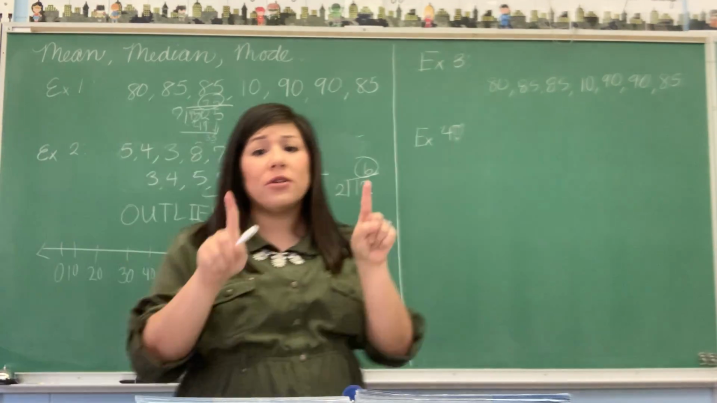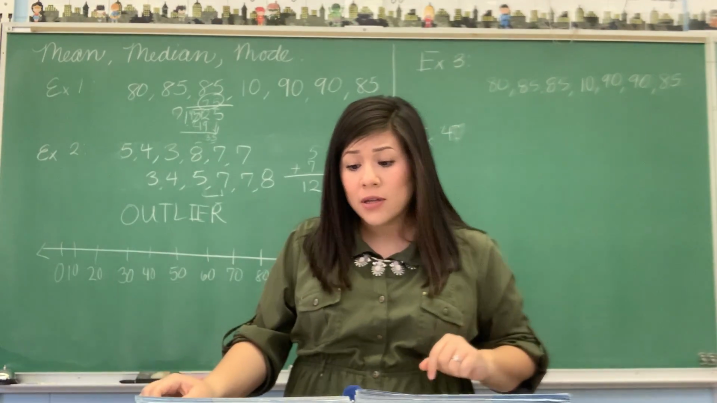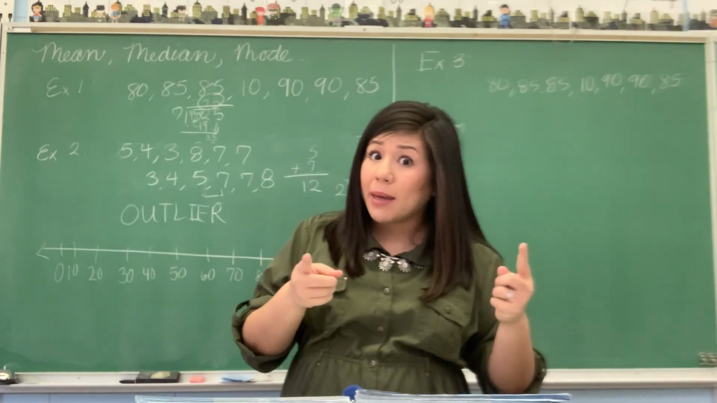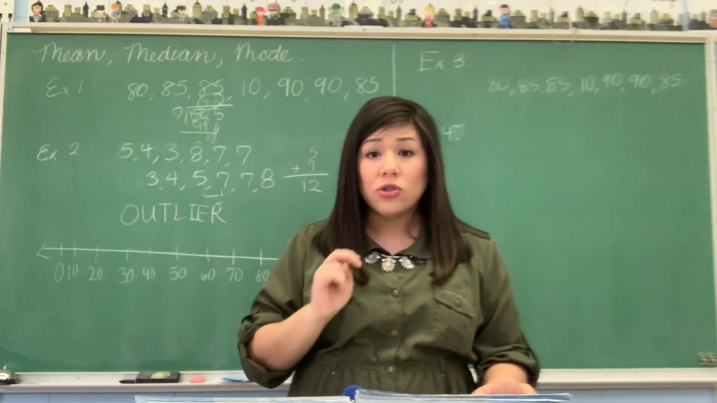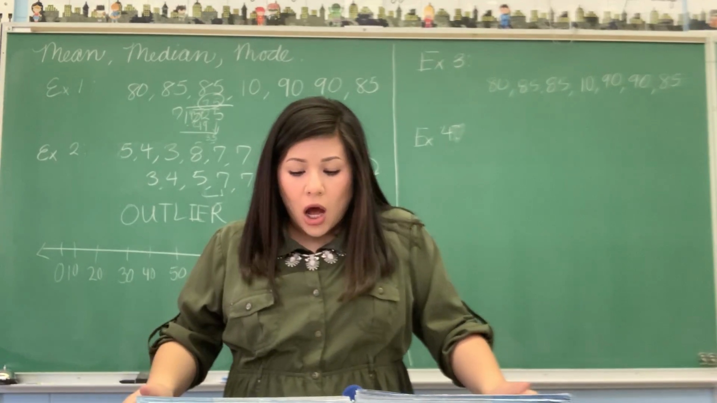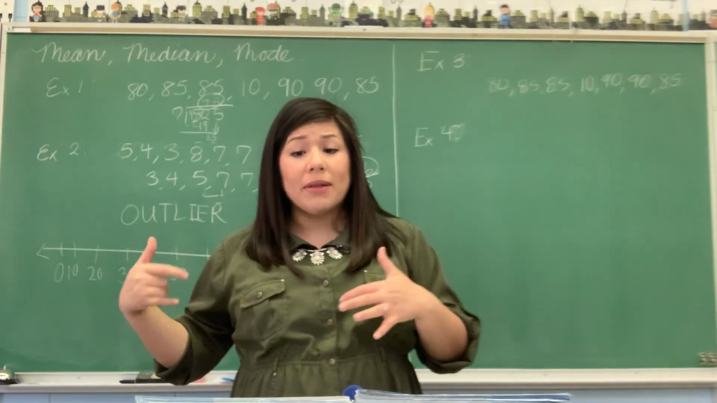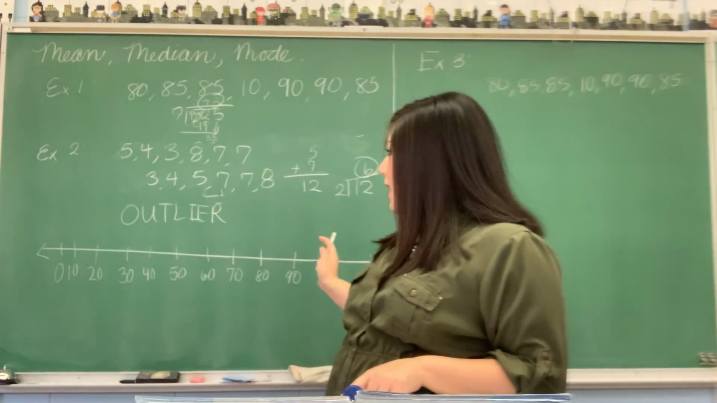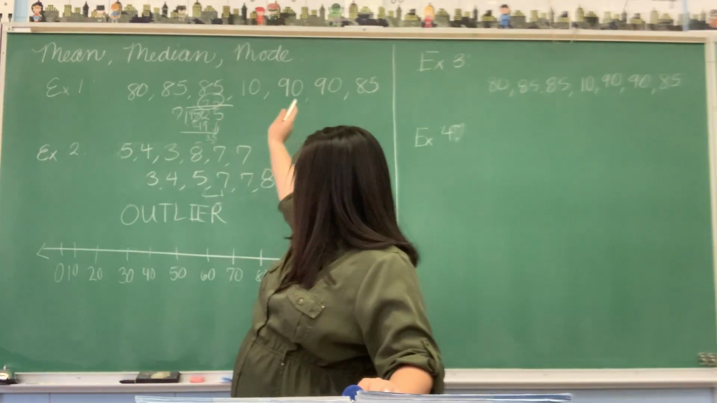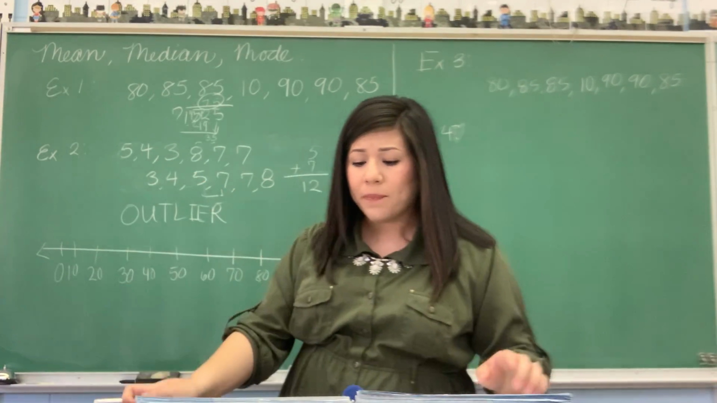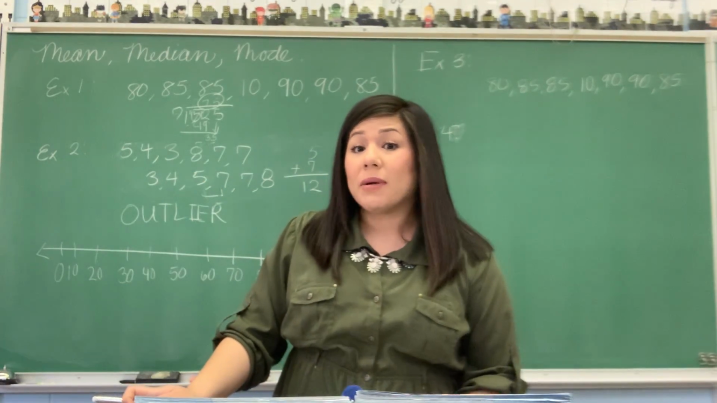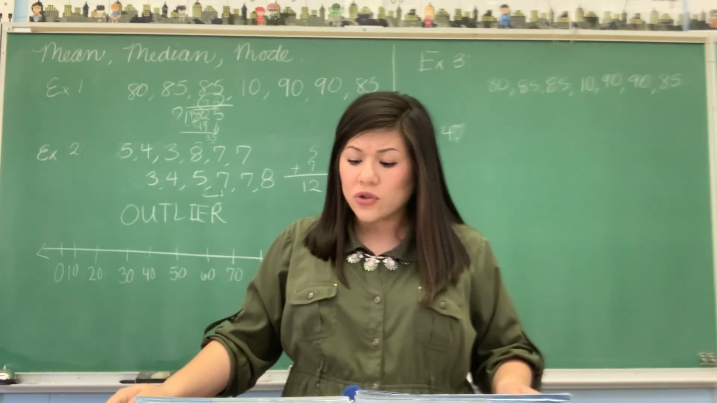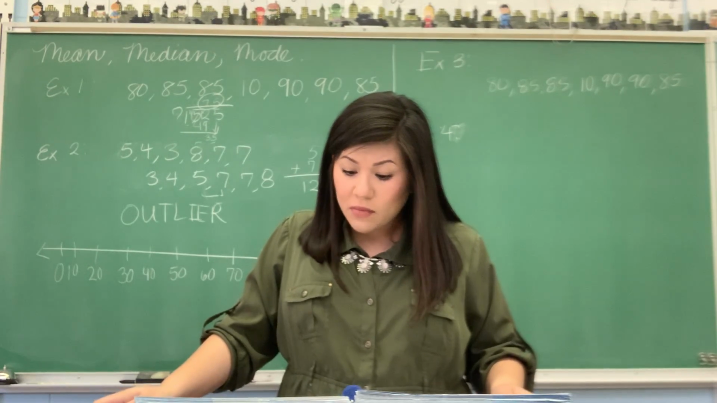Again, if you have 2 numbers in the middle of a set of numbers, you must add the numbers together and then divide by 2 to find the median. Now we're going to talk about the outlier here. Notice that the low score of 10 does not affect the median. In example 2 that we did before, notice that we have the number 10. The number 10 did not affect the median. A score that is far from the other scores is called an outlier.